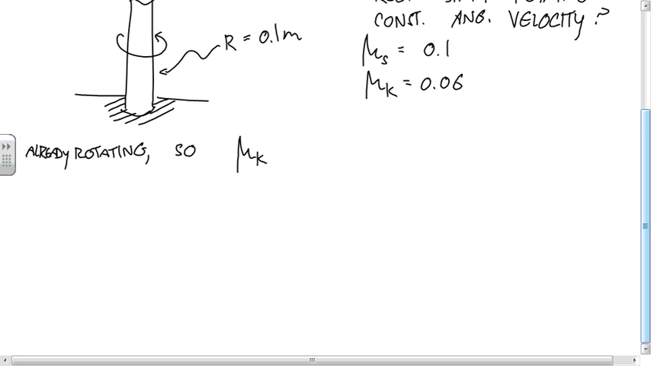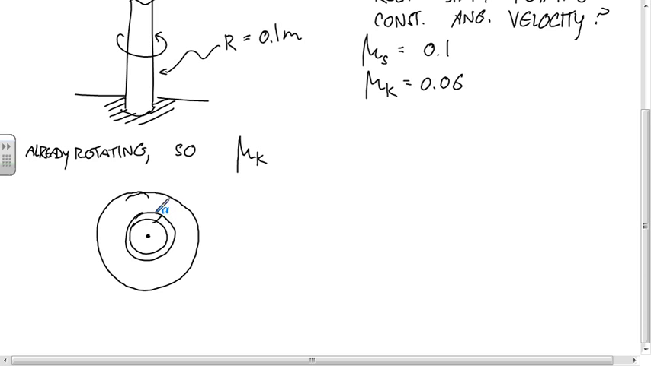All right, so this is the cross section. This whole radius is 0.1 meters. The distance out to this arbitrary infinitesimal ring is r. That's our variable. We're going to integrate over these rings.